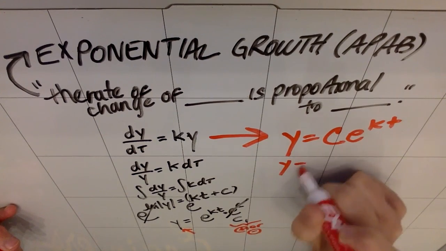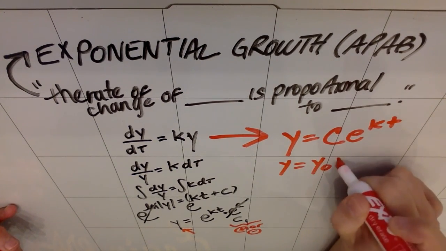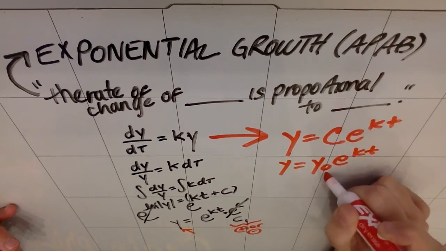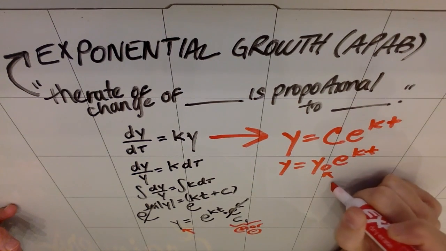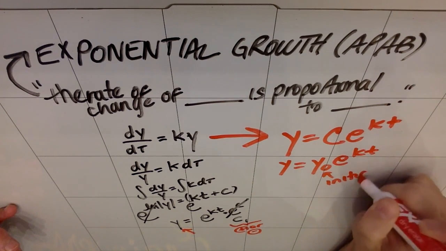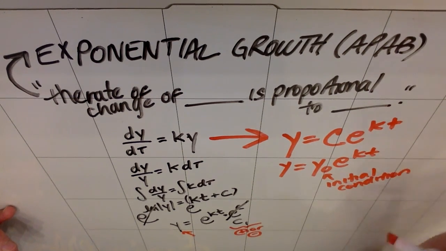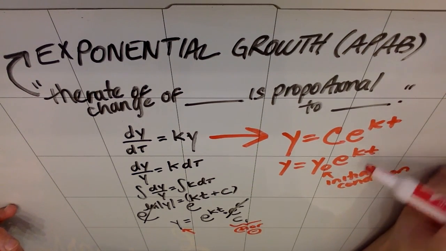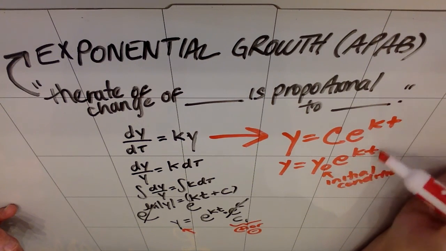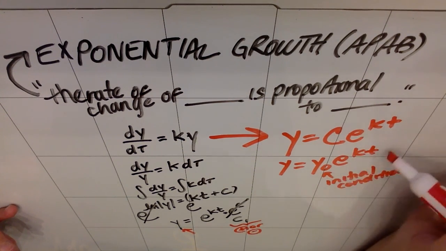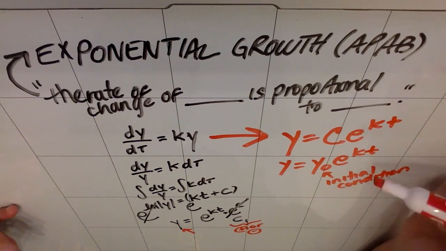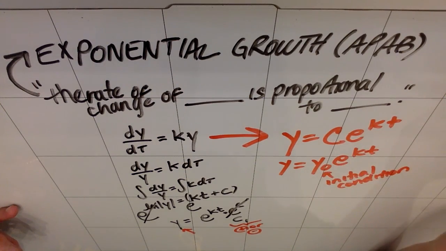Sometimes you'll see this written as y = y naught e^(kt), where y naught is an initial starting value, an initial condition. It makes sense because if you plug in t = 0 here, you would get e to the 0 regardless of what k is, and that's a 1. So if you plug in a time of 0, you just get whatever this y naught is.